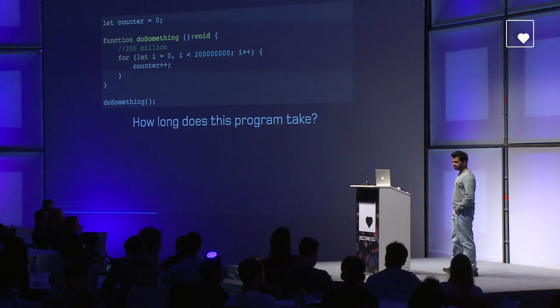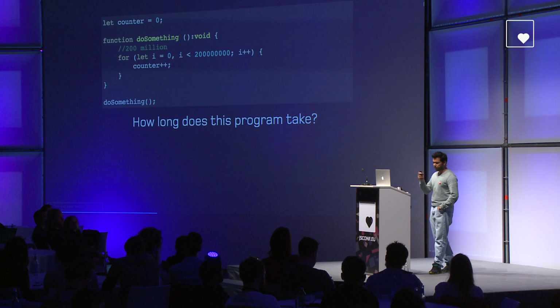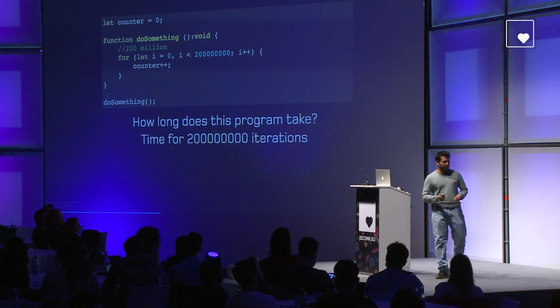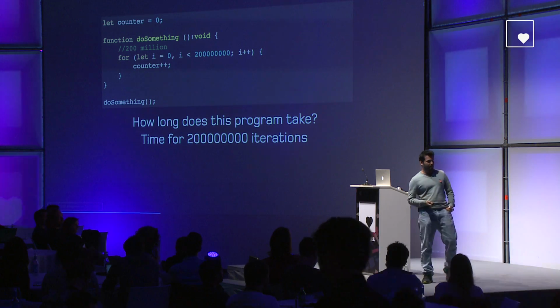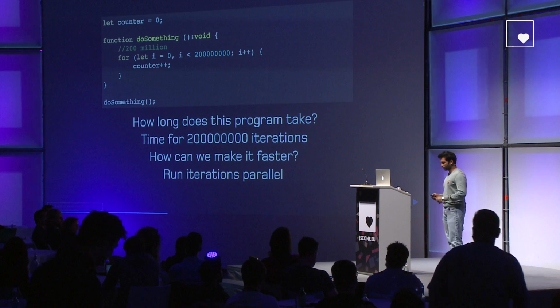So let's do some execution. We are counting 200 million numbers. How long does this program take? This is the time for 200 million iterations. How can we make it faster? Run the iterations in parallel.